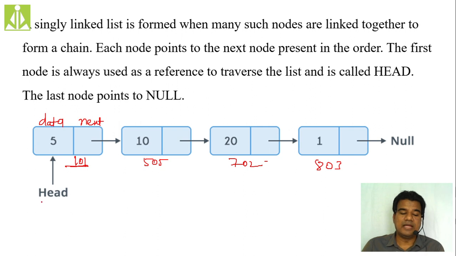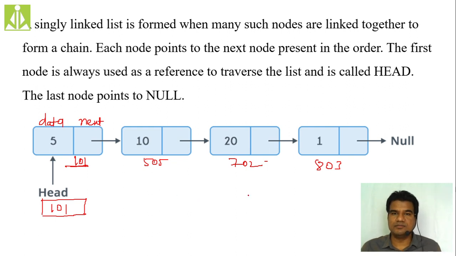In your head pointer, if this is your head pointer, inside this head pointer we are storing the address of the first node. That first node is this one. This first node's address is 101, and that address we are storing over here. Then what should be the type of this head node? Let us assume, in a simpler manner, we have a normal integer variable.